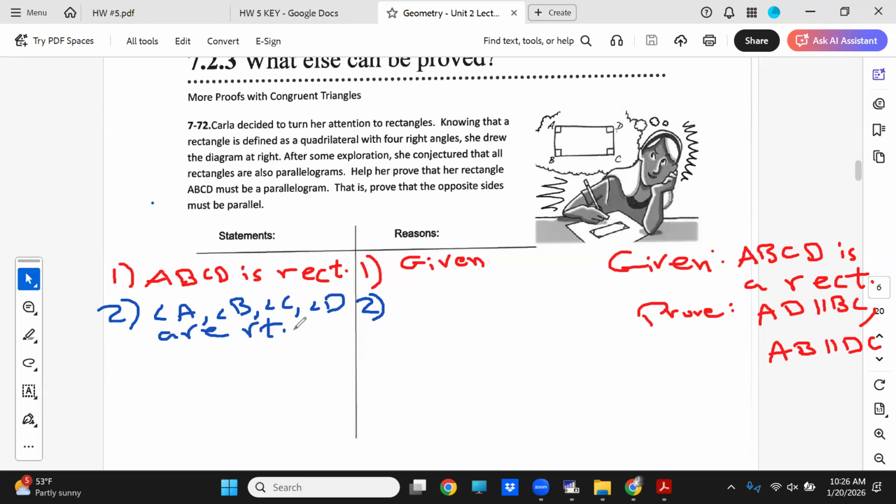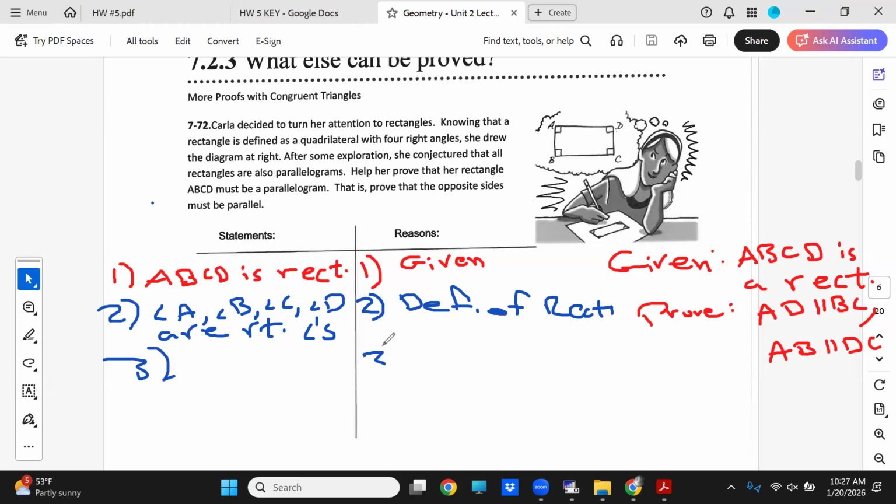Let's say we didn't know that. No, you are correct. It is defined as a parallelogram with all right angles, but let's assume we didn't know that. So it's just a quadrilateral with four right angles. Let's say that, right? So that's going to be the definition of rectangle. But you guys are right. You're not wrong in saying that.